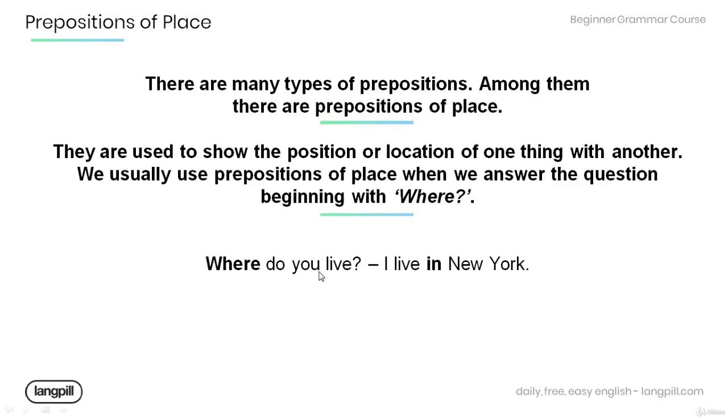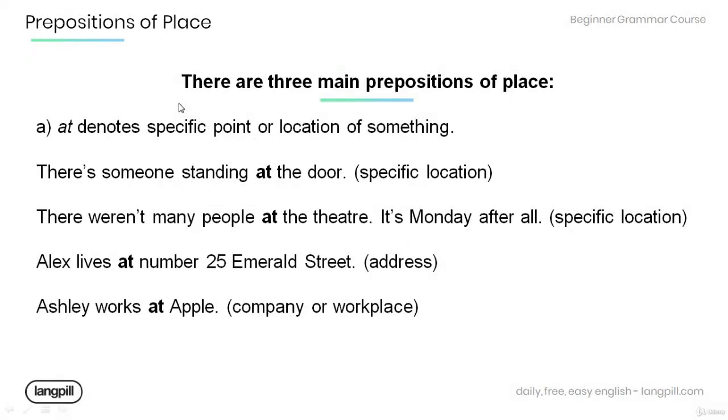Where do you live? I live in New York. The preposition of place in tells us where I live: New York. Now there are three main prepositions of place.